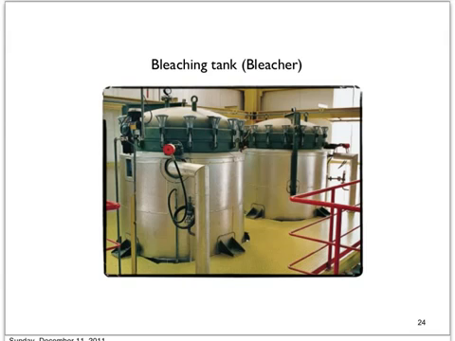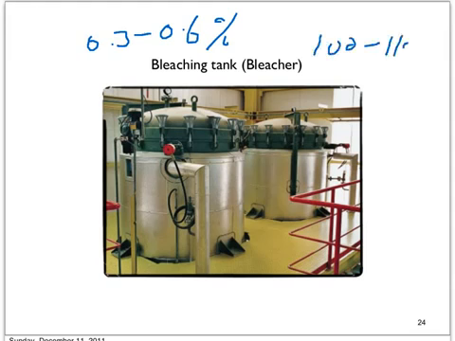So this picture shows the bleaching tank. This is how it looks like. In the bleaching process, the bleaching earth or the clay is added at around 0.3 to 0.6%, and usually the process is done under vacuum to reduce damage to the oil, because we use a high temperature, around 100 to 110 degrees Celsius.